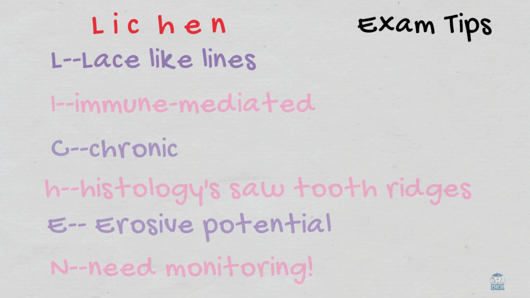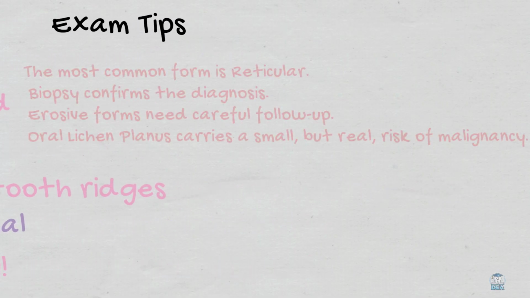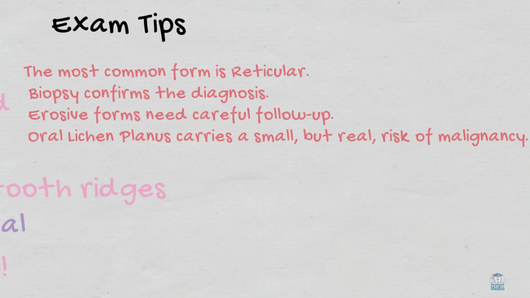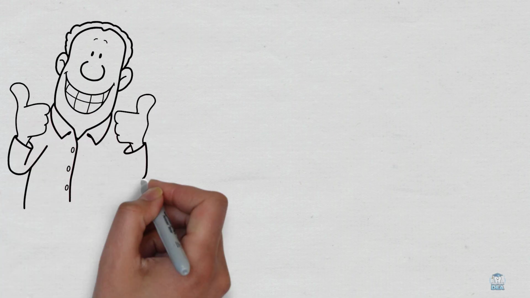And here are your quick exam tips. The most common form is reticular. Biopsy confirms the diagnosis. Erosive forms need careful follow-up. And yes, oral lichen planus carries a small but real risk of malignancy.